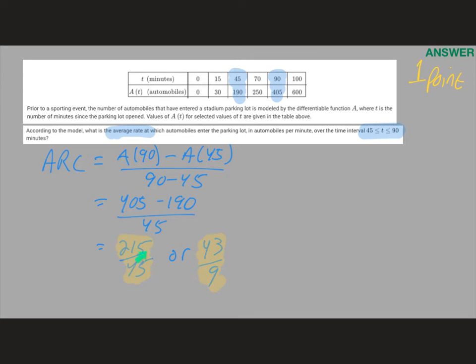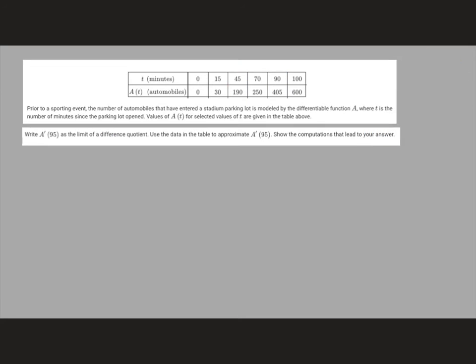And again, if you take this fraction and reduce it incorrectly, you lose that single point. So double check your arithmetic or leave it unreduced. Second part of the second question, write A prime of 95 as the limit of a difference quotient. Use the data in the table to approximate A prime of 95.